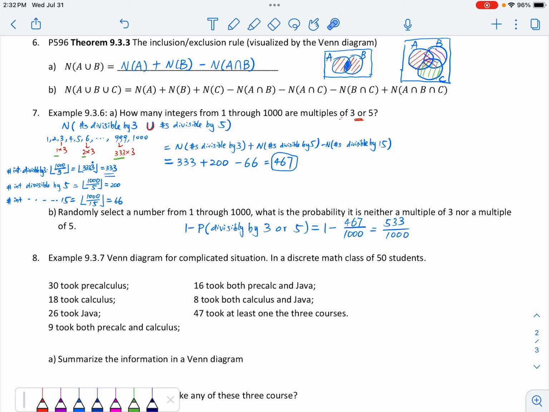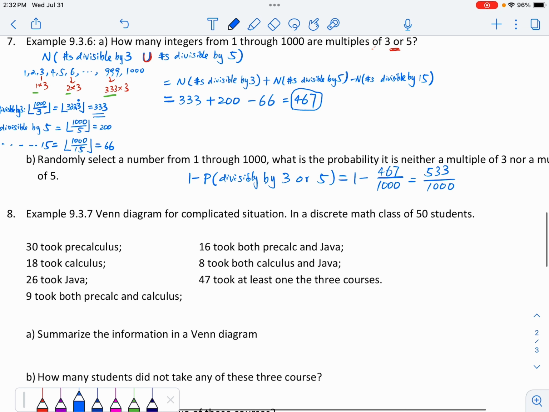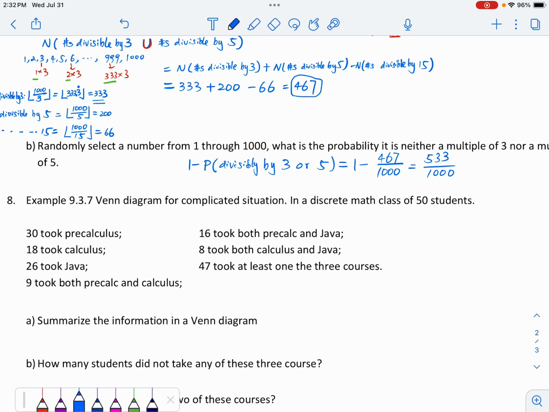30 took pre-calc, 18 took calc, 26 took Java. Well, when we read through, how about we begin to introduce notation for the information given. So let's say 30 took pre-calc. That means the number of students who took pre-calc. Let's use P to represent took pre-calc. That's 30 students. And let's use C to represent the students who took calc, which is 18. And J for Java, 26.